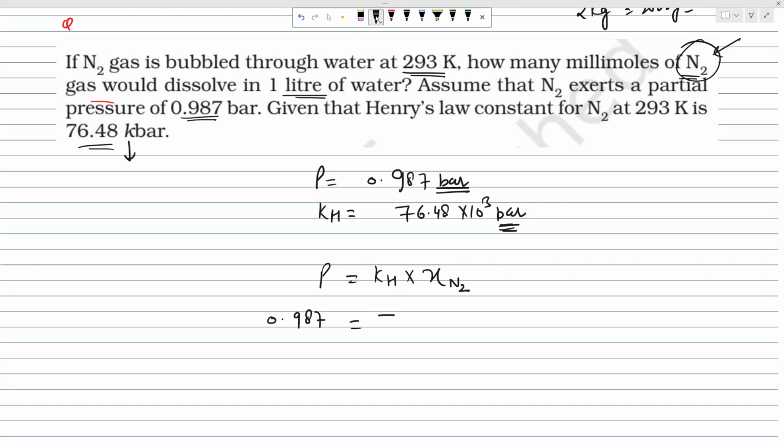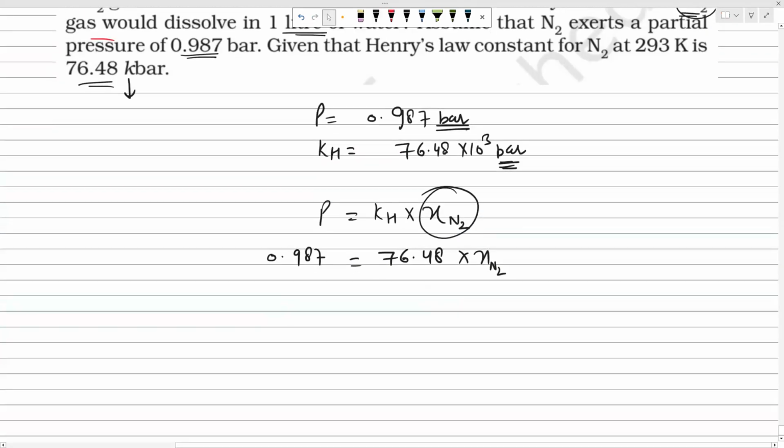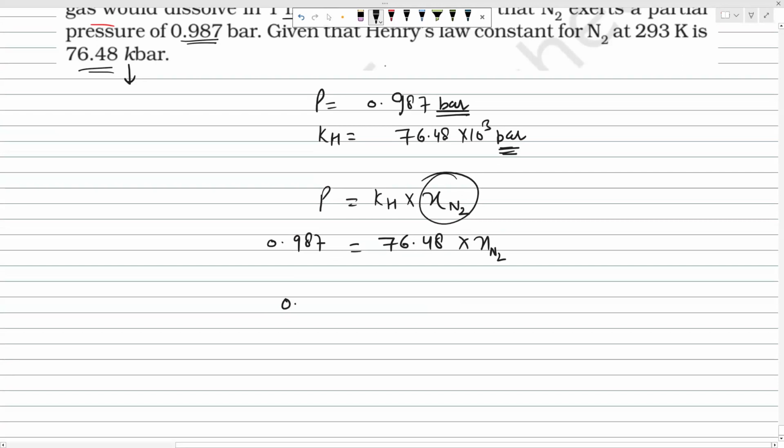And here x is x of N2. Mole fraction of N2. So the mole fraction of N2 will be the number of moles of N2 upon total moles, or you can write it this way. So you can write x N2 equals 0.987 upon 76.48.